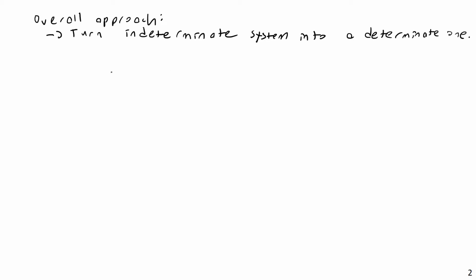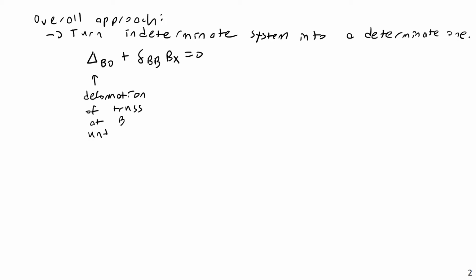And I do this as follows. Remember, I'm going to use something like this: delta B naught plus delta BB times BX. This is what I'm going to try to implement. This is going to be my deformation of the truss at B under real loads but with redundant removed.